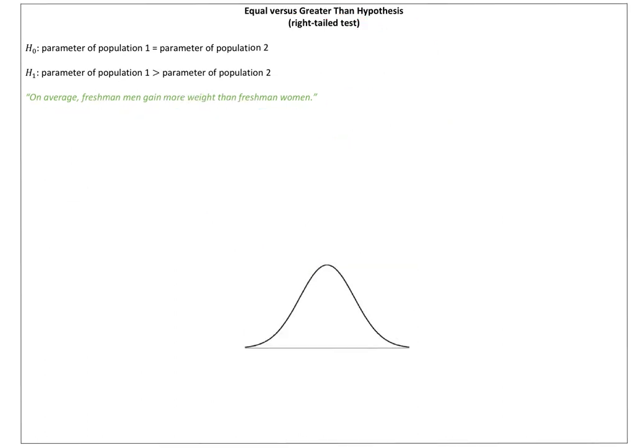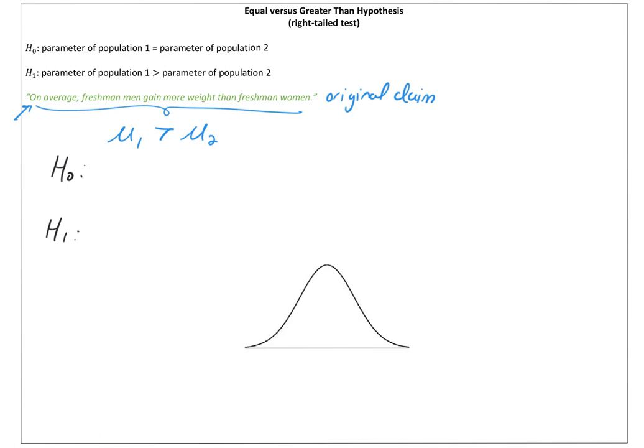Here, notice that I changed the claim again, slightly, and now we want to test the claim that on average, freshman men gain more weight than freshman women. Again, keeping track that this is the original claim. Let's write this using symbols. Here we're saying mu1 is greater than mu2. Let's go ahead and write down the null and the alternative hypothesis. This claim is going to be the alternative hypothesis because it does not contain that equal sign.